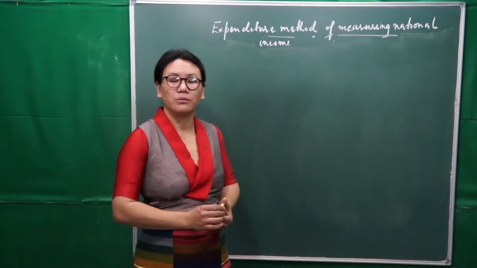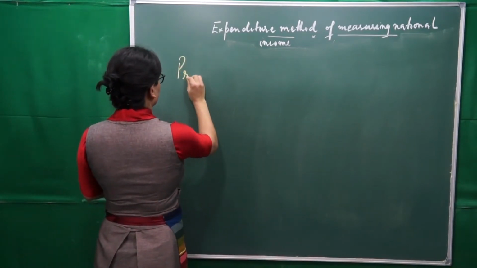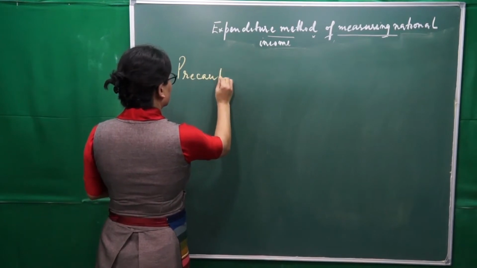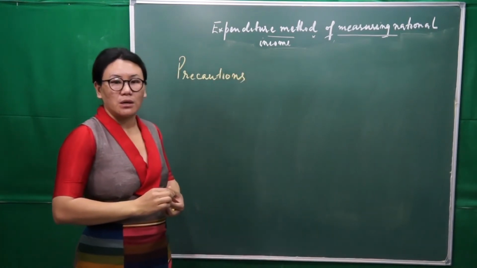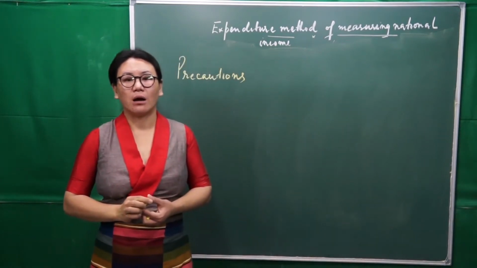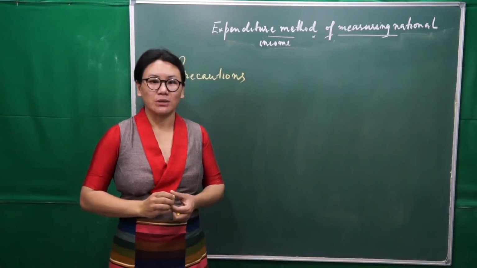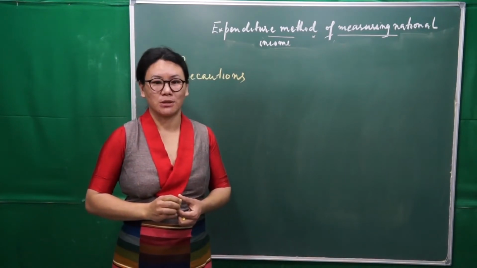Now next one, we have to see the precautions. We have to take certain precautions when we are measuring national income by this expenditure method.